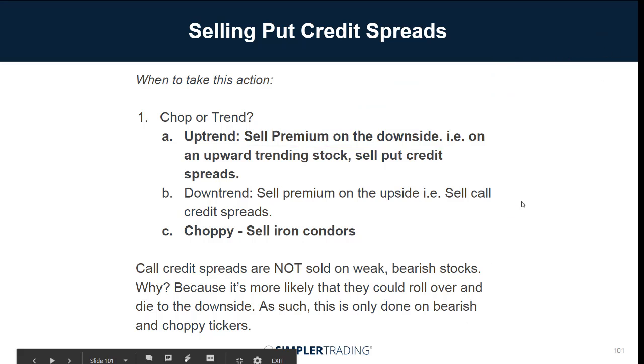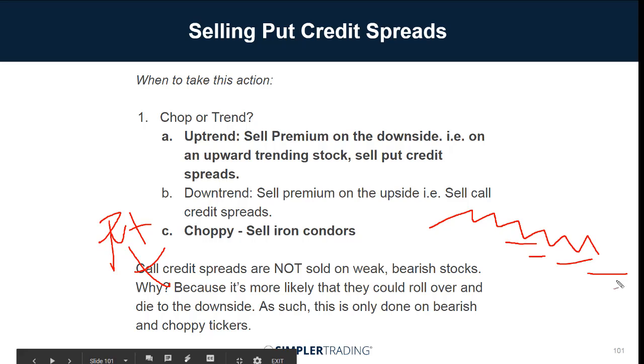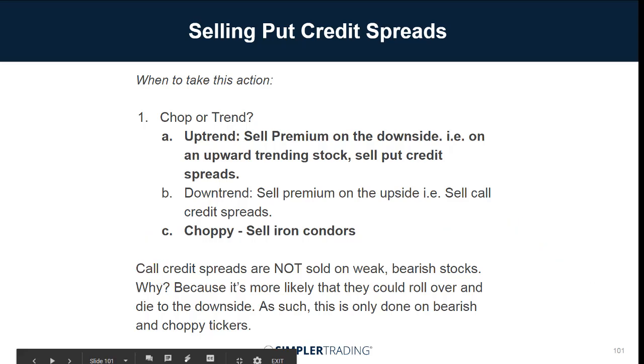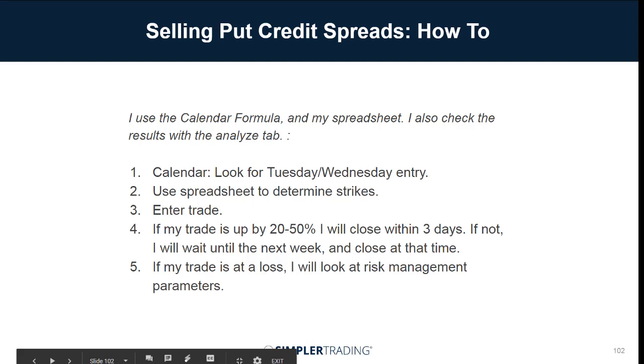Call credit spreads are typically not sold on a week, nope, that's the opposite way. Put credit spreads are not sold on weak bearish stocks. Why? It's more likely they could roll over and die to the downside. Sorry, this is supposed to be put credit spreads. I'll go and change this right now. Put credit spreads are not sold on weak bearish stocks. Why? Because when something is trading lower, you don't really want to be stepping in front of a freight train by selling put credit spreads down at the lows. So I'm going to make sure to go change that in the slideshow.